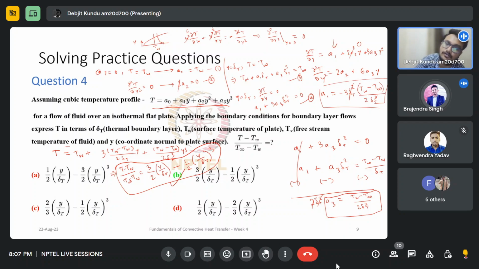Any short trick? No, you have to go through this entire painful process. Or you can simply remember this result because isothermal flat plate is a pretty common example. Otherwise, I don't know if there is any short trick to take care of this. This is a very painful problem. Okay, is there anything else? Otherwise, we will move on.